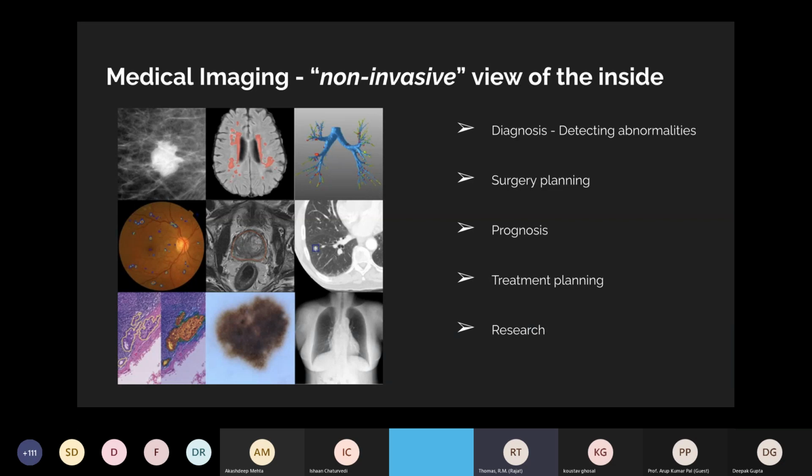Okay. And there the objective is the earlier you can do the prognosis, the better it is, because then we can plan out what to do with this person, how to treat this person. And the earlier we treat a person, the better is the outcome, right? Treatment planning is also very important.